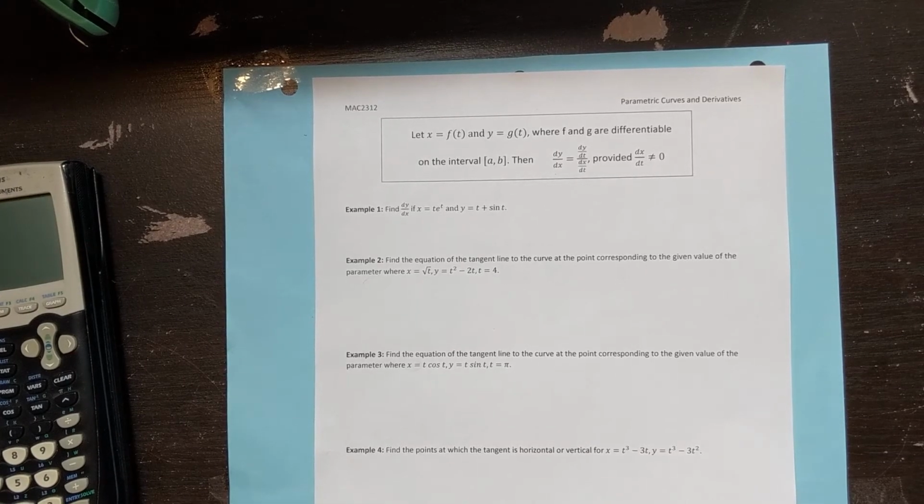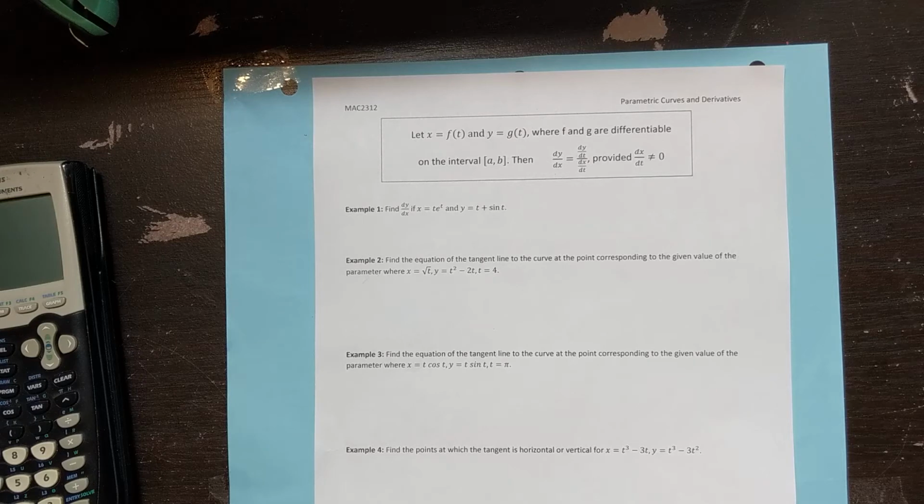All right, this video is about parametric curves and derivatives. So, if x is a function of t and y is a function of t, and f and g are differentiable on an interval a to b, then the derivative dy/dx is simply equal to the derivative of y with respect to t over the derivative of x with respect to t, provided that dx/dt does not equal 0.